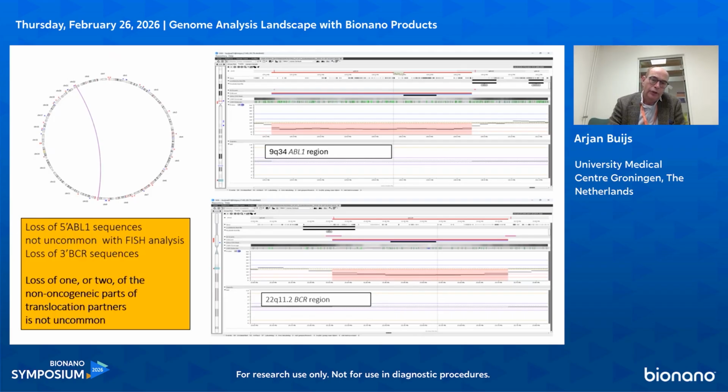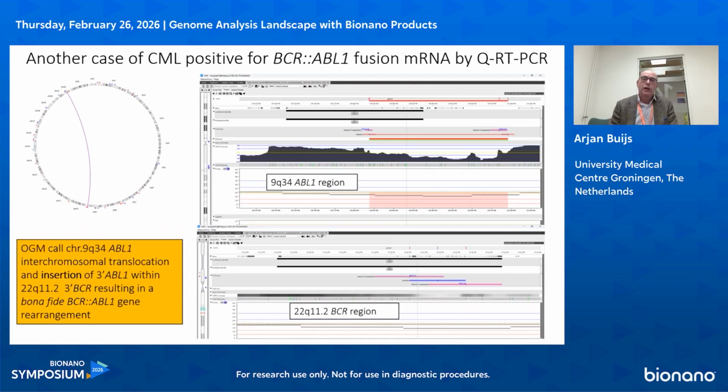The last sample I'd like to show to you is here. What you see, the software in the upper right corner calls a deletion of 3' ABL sequences on chromosome 9. Well, that's true that the software calls it, but it's not what we expect, because you need the 3' ABL sequences to get an oncogenic product.